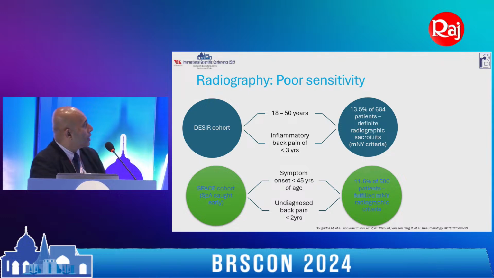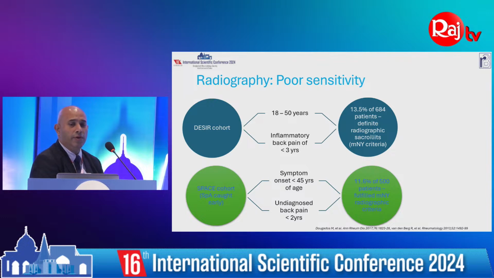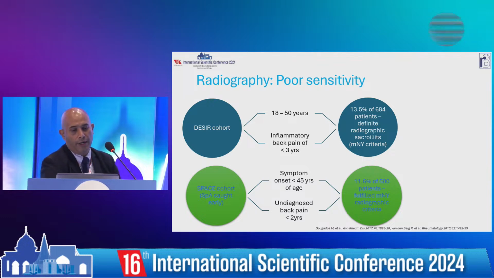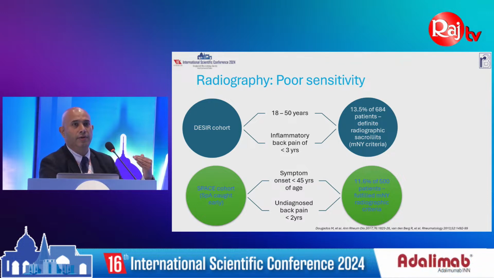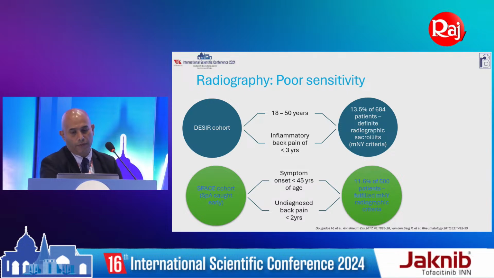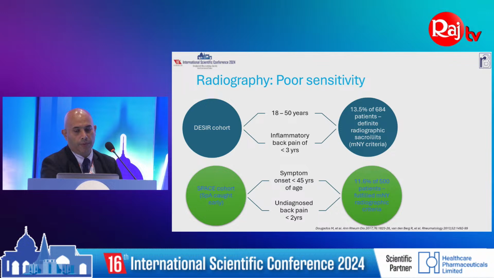What I wanted to bring to your attention is the percentage of patients who actually fulfilled modified New York criteria. Now, if you look at inflammatory back pain in the DESIR cohort, it's pretty high sensitivity for diagnosis of axSpA, but only 13.5% of patients were radiographically positive, and in SPACE, only 11.6% were positive.